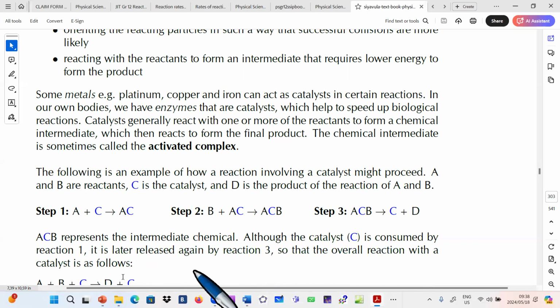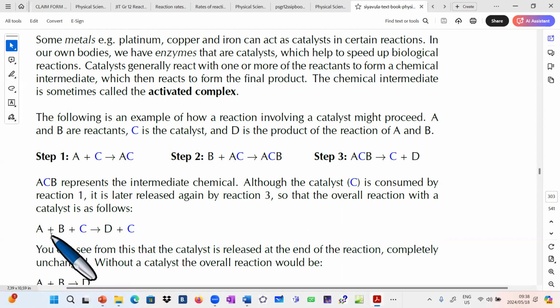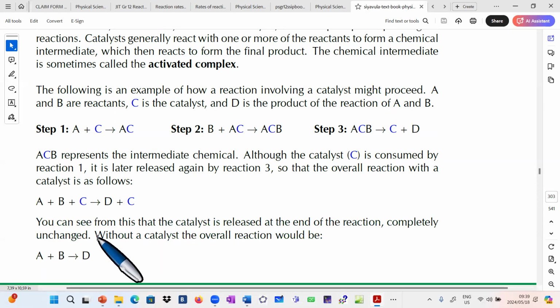Although the catalyst C is consumed by reaction 1, it is later released again by reaction 3, so the overall reaction with the catalyst is as follows: you add A plus B plus C, and you get a product, but the catalyst is released as it was added in the beginning. You can see from this that the catalyst is released at the end of the reaction completely unchanged.